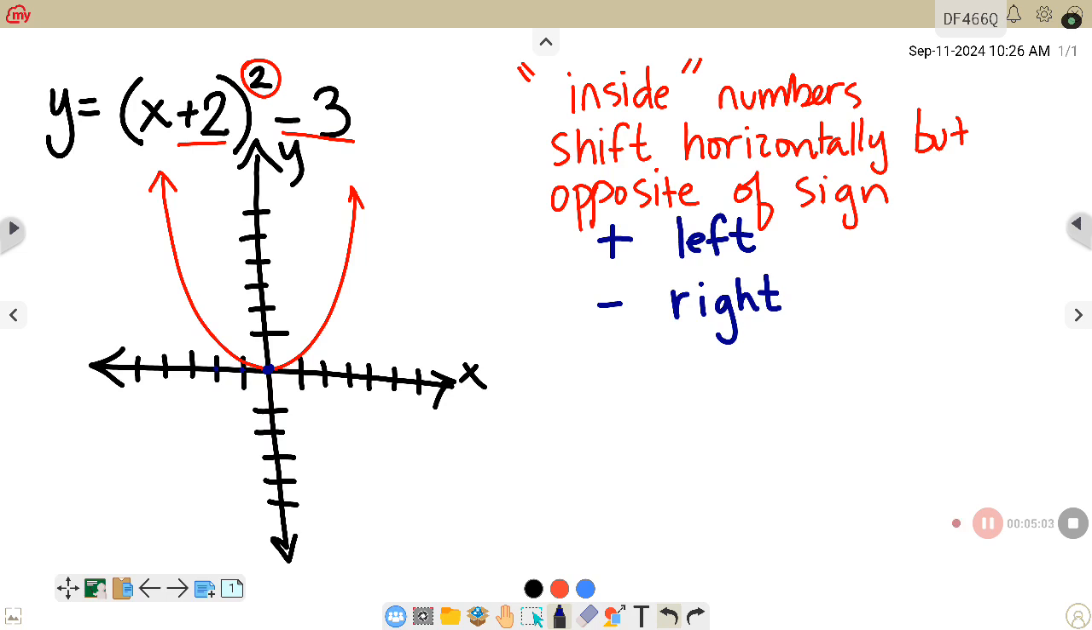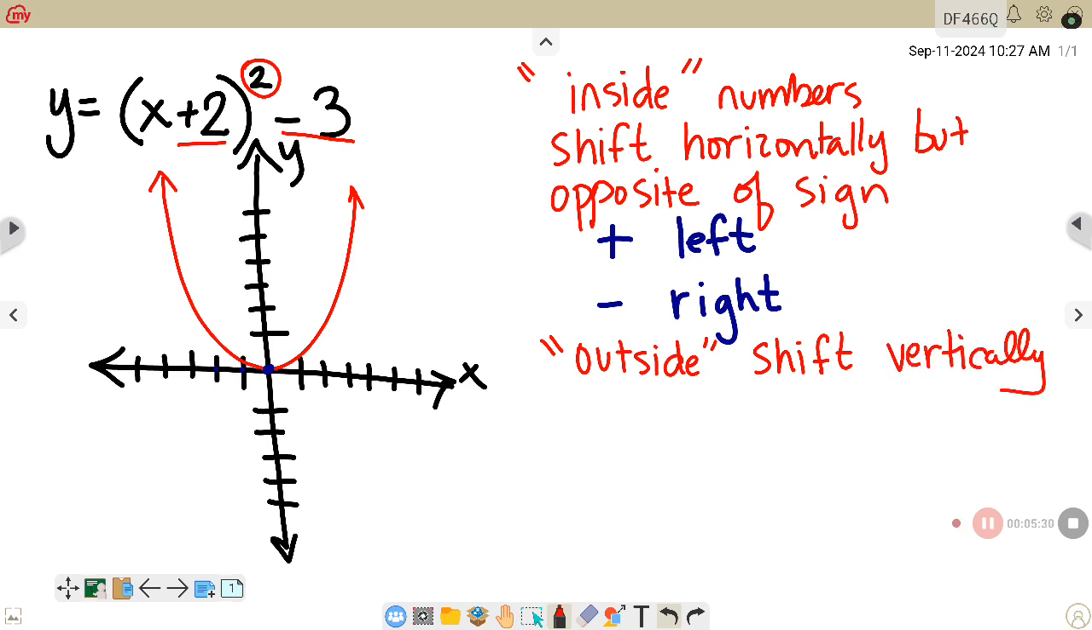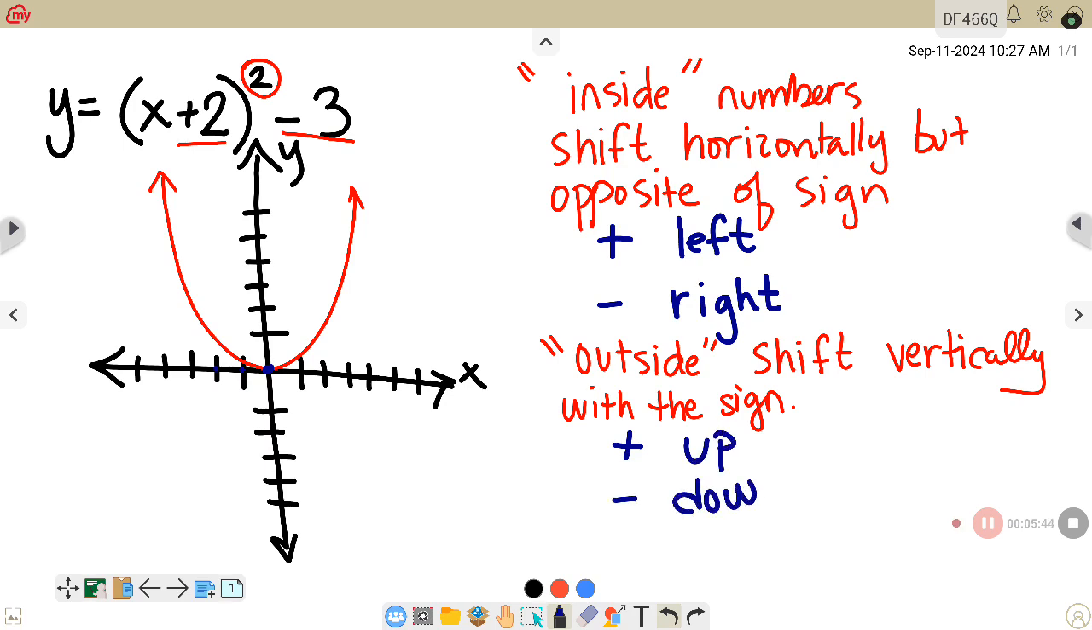Now, the outside numbers. Outside numbers are numbers that are not inside. They are outside of the parentheses, or outside of the absolute value symbol, or outside of a square root. Those numbers shift you vertically or up and down with the sign. So in other words, a plus shifts you up and a minus shifts you down.